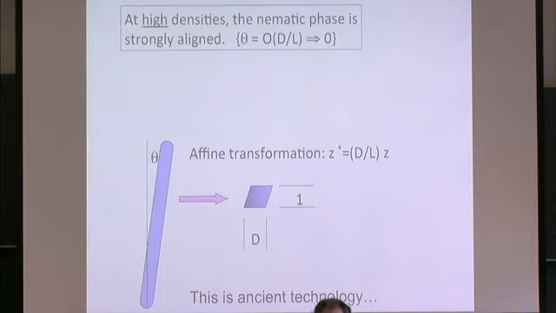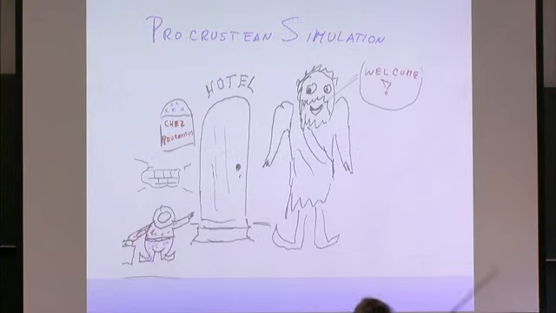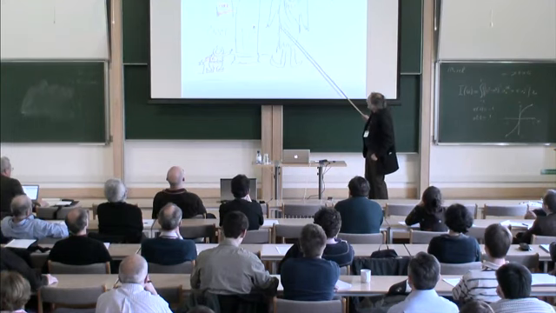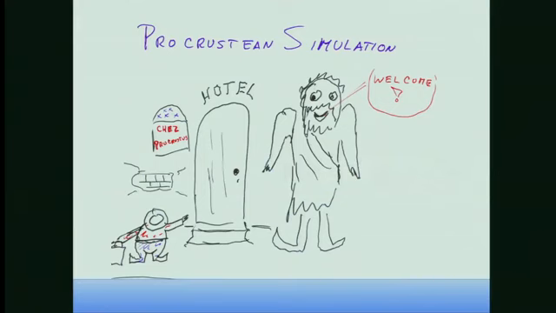And for hard cylinders, they are terrible. And actually, if you're good in your mythology, you know that it's totally ancient technology. You have here Hotel Procrustes, and of course Procrustes, as you may know, had it bad. If particles or people arrived with the wrong size, then Procrustes would do an affine transformation and make sure that the person fit. Basically, that's what I'm doing. I'm doing a Procrustean simulation.